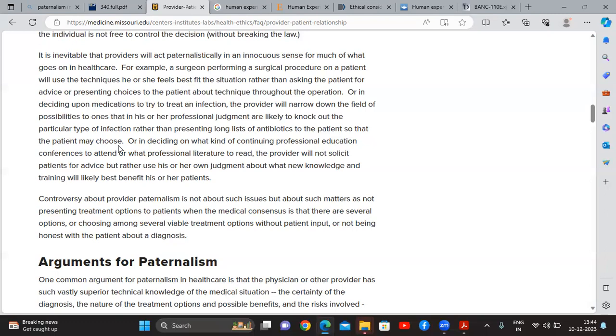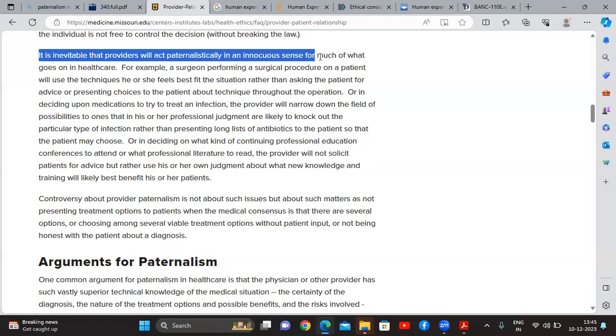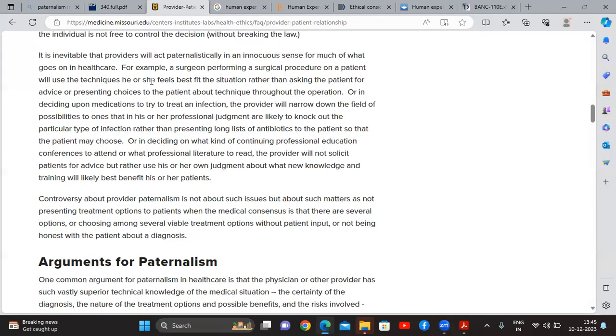तो for example, अगर आपको paternalism में question आएगा तो आप ये दोनों पहलू दिखाएंगे, है ना. Like it is written here, it is inevitable that providers will act paternalistically in an innocuous sense for much of what goes on in healthcare. मतलब ये बोला जा रहा है कि paternalism होता ही रहता है, क्योंकि there are so many situations where you have no other option but to take the decision fast, otherwise you lose the patient. So for example, a surgeon performing a surgical procedure will use the techniques he or she feels best for the situation, rather than asking the patient for advice or presenting choices about the technique throughout the operation. Even if you have taken consent, मगर मिड ऑपरेशन कुछ ऐसी complication आ गई, you have to take a completely different decision, उसके लिए आपने consent लिया नहीं है, फिर क्या करेंगे आप.